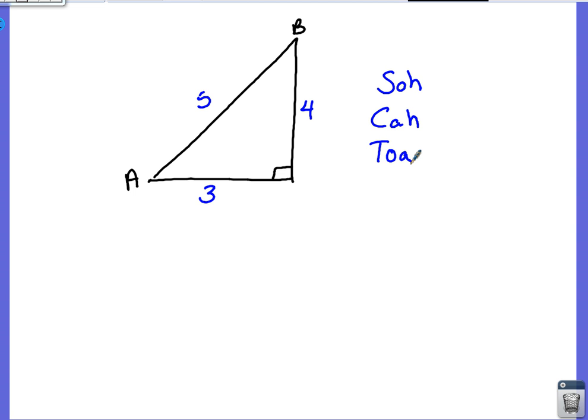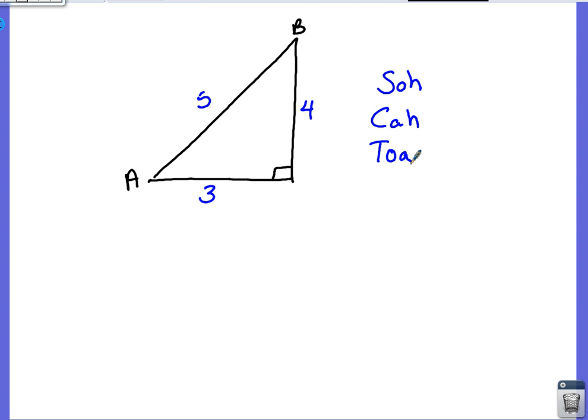Yeah, raise your head up, bud. Thanks, sir. If I ask you for the sine of A, O and H, Garrett, what does that stand for? Perfect. O stands for opposite, H stands for hypotenuse. If I ask you for the sine of A, Peyton, what is opposite of A? And hypotenuse is 5, so the sine of A is 4/5.